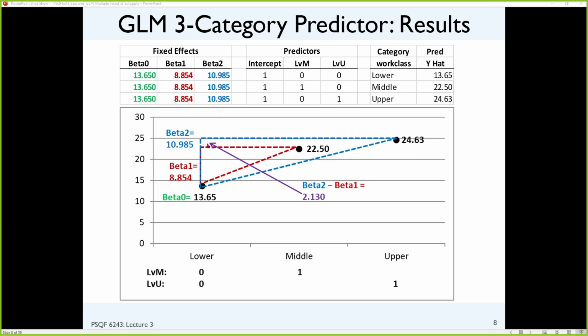So the one that we're missing is this increment between the blue and the red right here. That's the difference in y between middle and upper. And that's given by a linear combination of beta 2 for the blue triangle minus beta 1 for the red triangle, and that results in a 2.13.